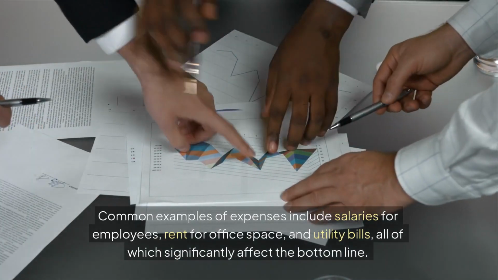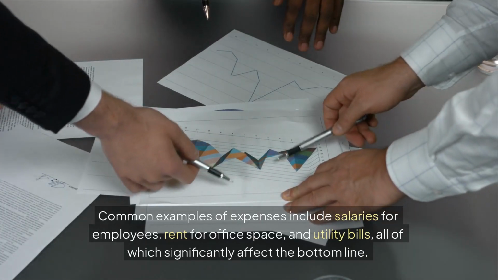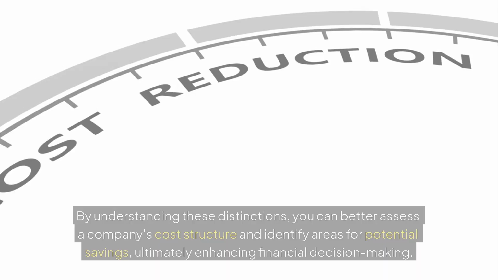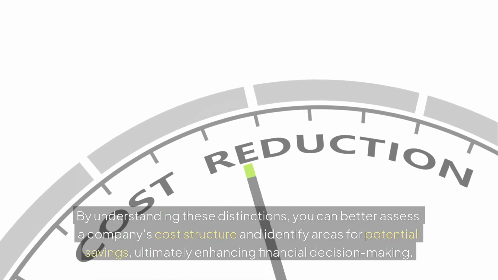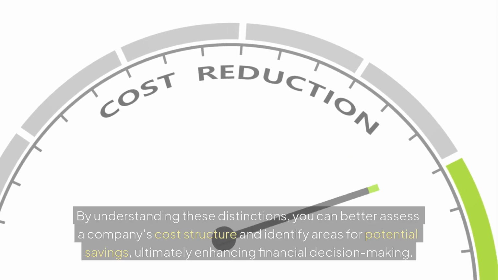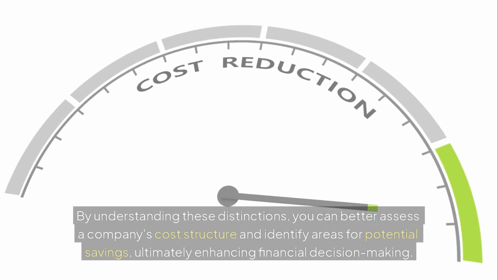Common examples of expenses include salaries for employees, rent for office space, and utility bills, all of which significantly affect the bottom line. By understanding these distinctions, you can better assess a company's cost structure and identify areas for potential savings, ultimately enhancing financial decision-making.